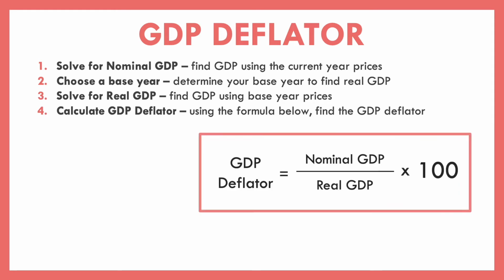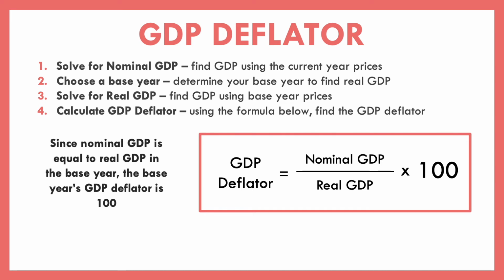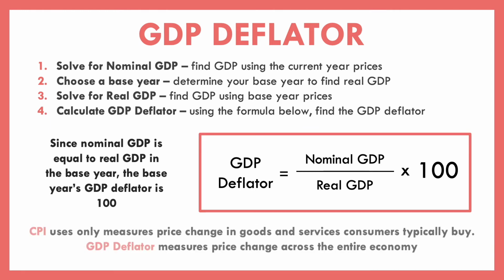And that formula is just that our GDP deflator is equal to the nominal GDP divided by the real GDP times 100. And again, since nominal GDP is equal to real GDP in the base year, the base year's GDP deflator is going to be 100, just like it was with the CPI. And again, we said the big difference here is that the CPI is only focusing on price changes in goods and services that people like you and I typically purchase, but the GDP deflator looks at changes in prices as a whole across the entire economy because we're measuring all goods and services produced within our country.